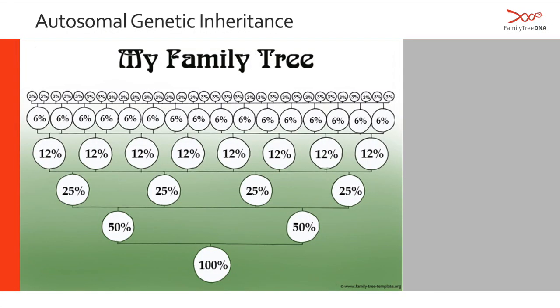You inherited half of your autosomal DNA from your mother and half from your father. They inherited half from their mother and half from their father, and so on and so on. While the amount of DNA you inherit from your parents adds up to 50% from each, that 50% is comprised of randomly recombined DNA segments.